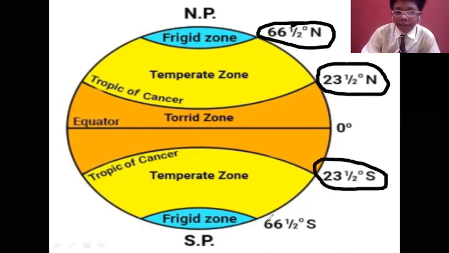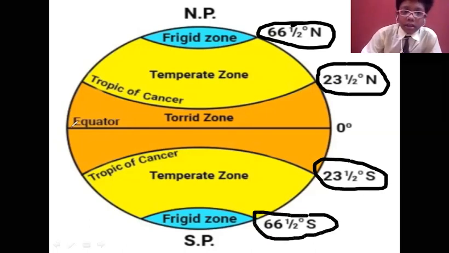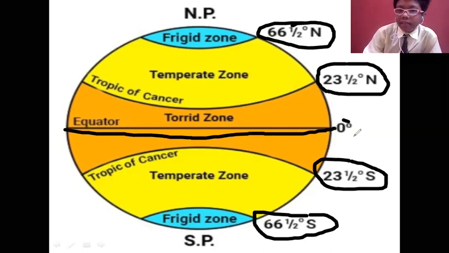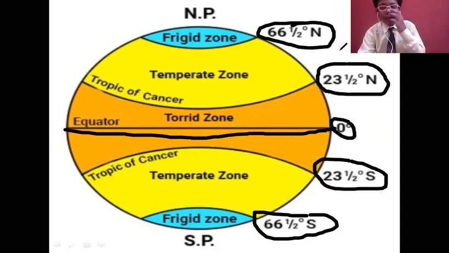Then comes the southern hemisphere frigid zone. It is 66 and a half degrees south. And the equator, here you can see the line passing. It is a straight line and it is marked as 0 degrees. So here you see the heat zones of the Earth.